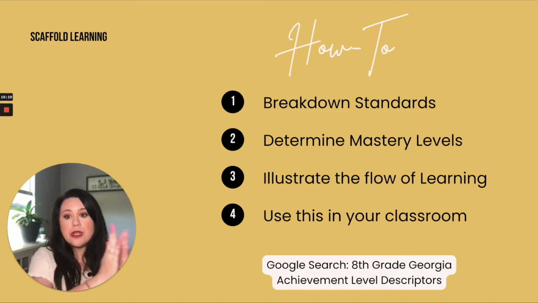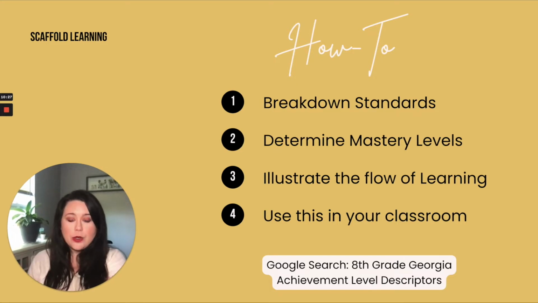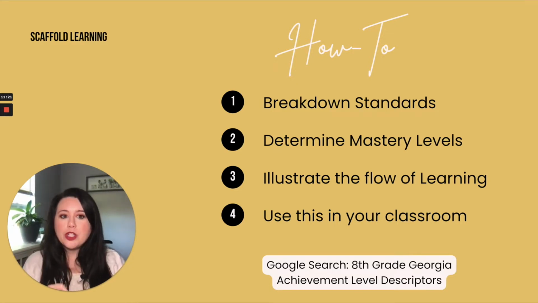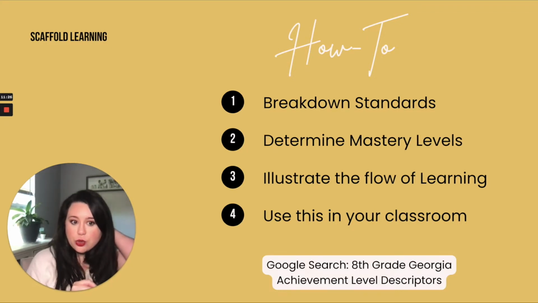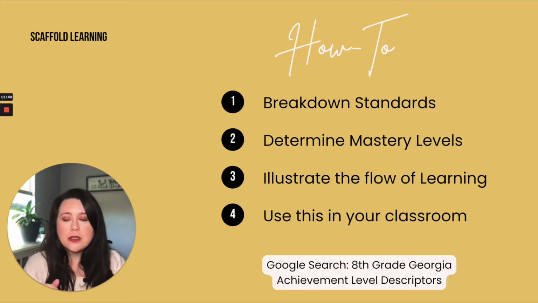Versus if the student is in a proficient or distinguished category, what is that student able to do that this beginning level student isn't able to do? So once we break down the standards, we're going to determine those mastery levels of what that looks like. To help us determine those mastery levels, you can Google the 8th grade Georgia achievement level descriptors and find what those look like. They have them for 5th grade and for 8th grade, not for 6th or 7th because we're not tested there, but we can use those as samples.